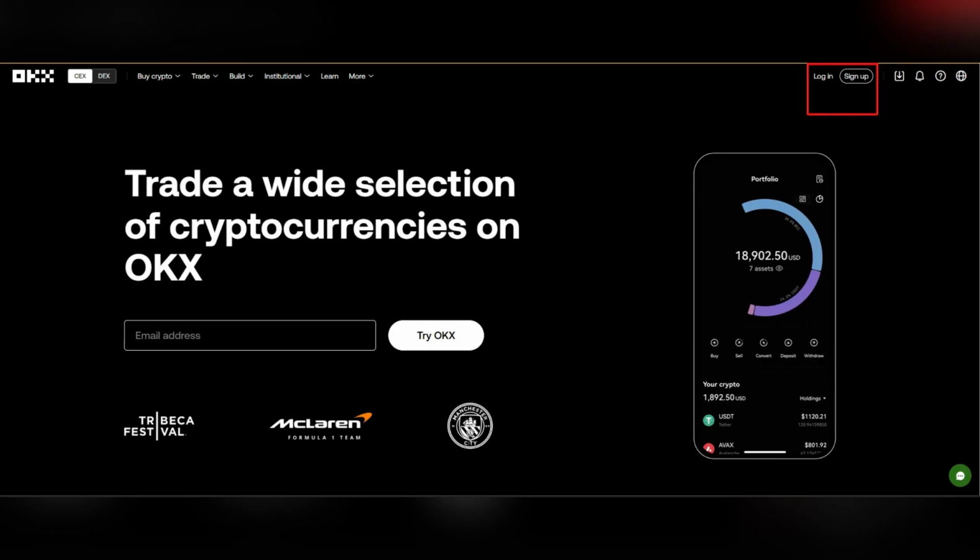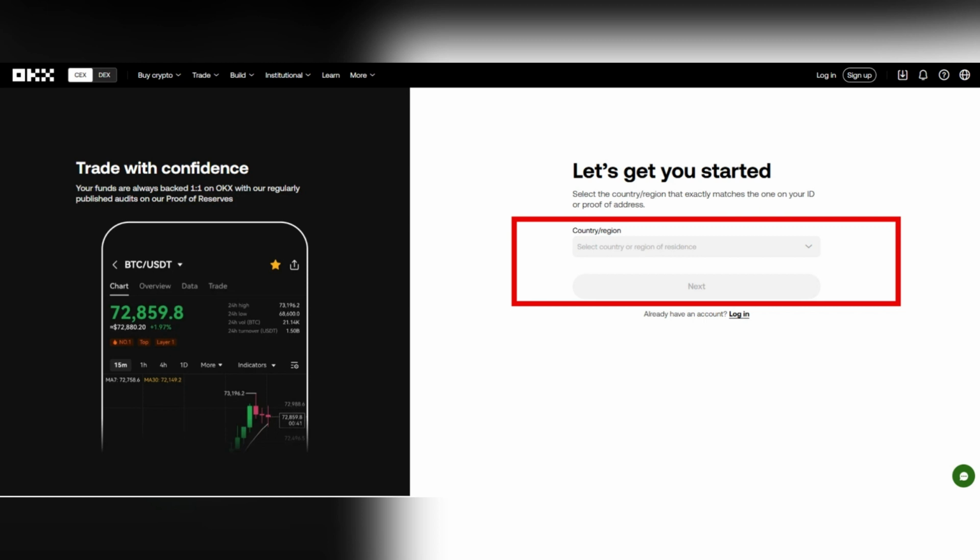Firstly, choose an exchange that lists Pi or USDT or Pi or Bitcoin. For example, OKX, HTX, BitGet, and MEXC. Create an account and complete KYC verification with your ID.